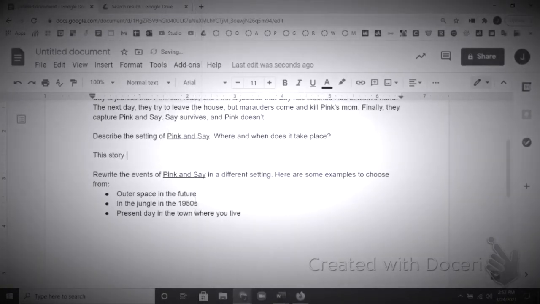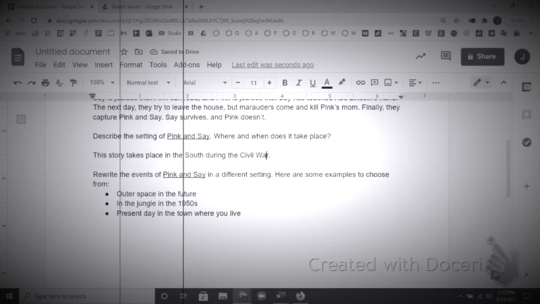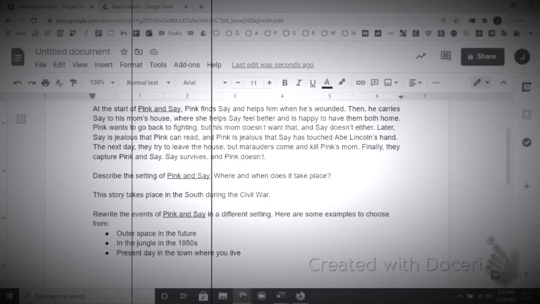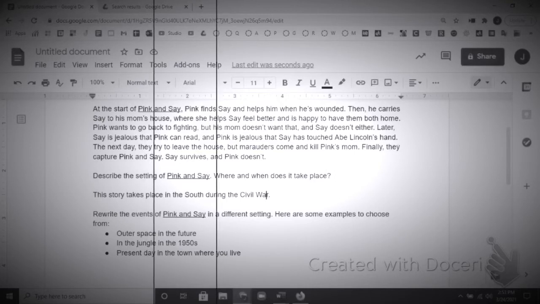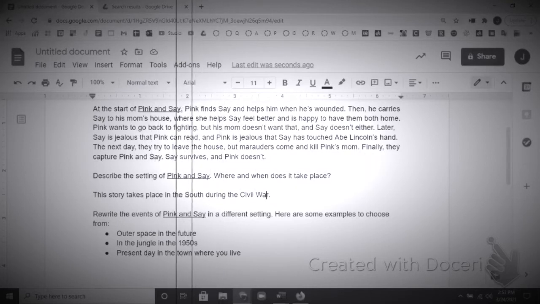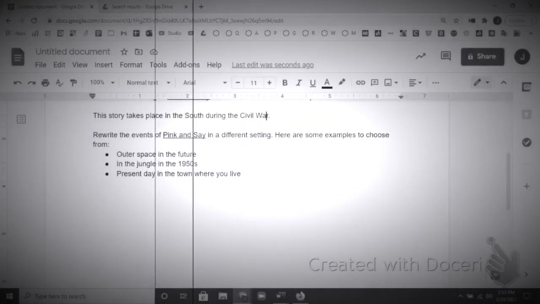The story takes place in the South during the Civil War. Okay, the Civil War is 1861 to 1865. It takes place in the South. Okay, now the last step is the fun part. Rewrite the events of Pink and Say in a different setting. Here are some examples to choose from. Outer space in the future, in a jungle in the 1950s, or present day in the town where you live.